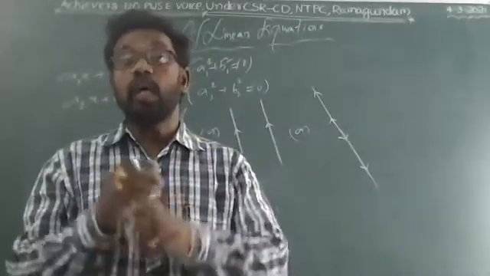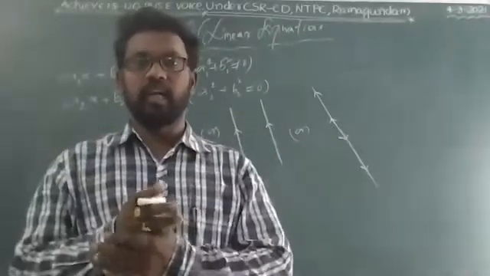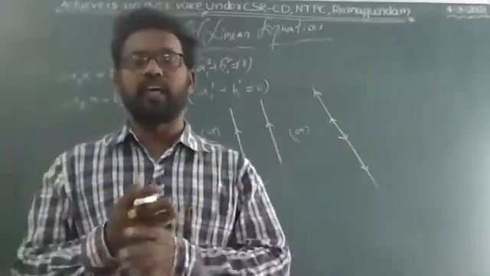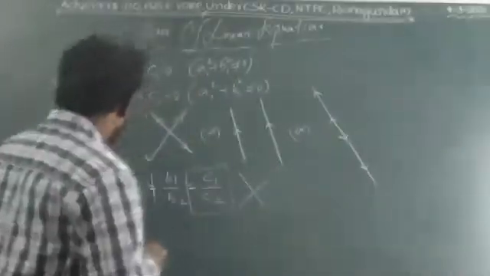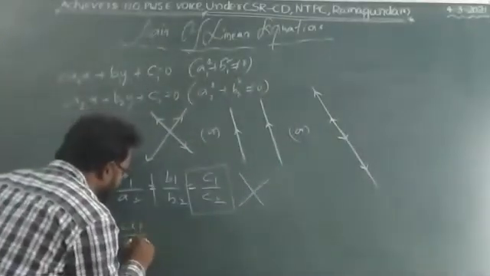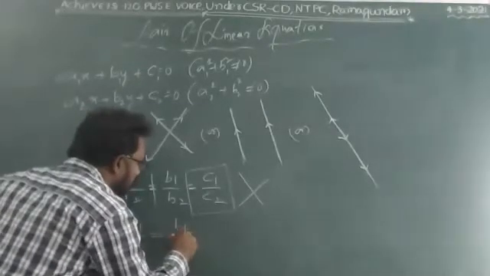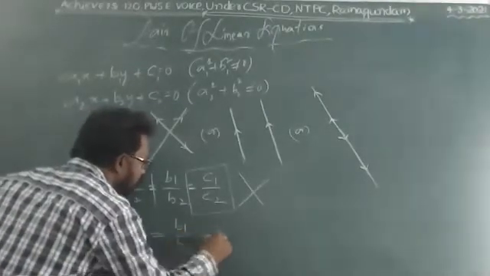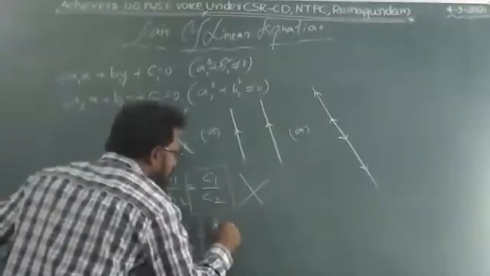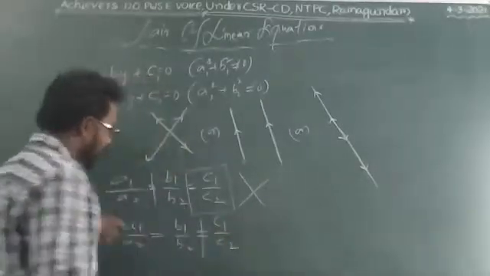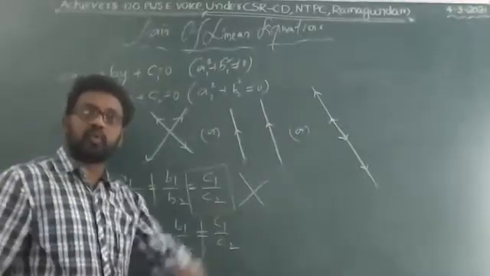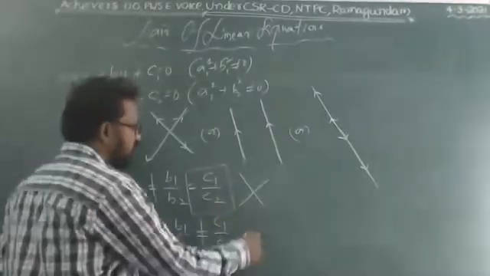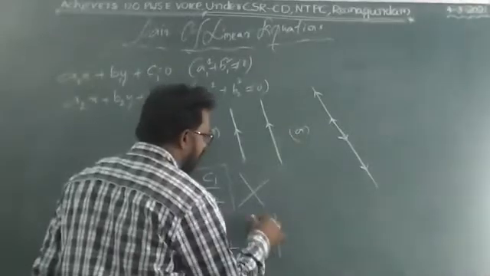And it is a unique solution. It is a unique answer you will get. Only one answer you will get. That is, if a1 by a2 is equal to b1 by b2, and it is not equal to c1 by c2, then these are called parallel lines.